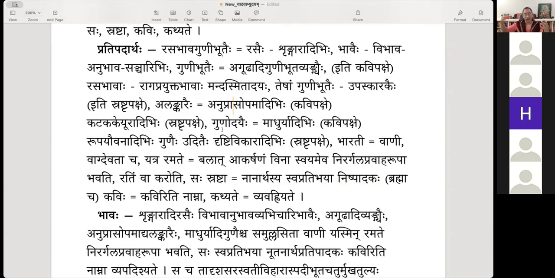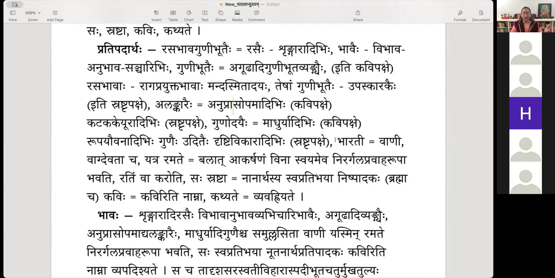Rupa Yavanadi Gunaha tu Manushye Vartante. And then Drishti Vikara is the Udayam, what comes out of it. From Madhuryam, you have a beauty or enjoyment that comes out of it. Here, there are certain actions associated with that particular age that a person displays.